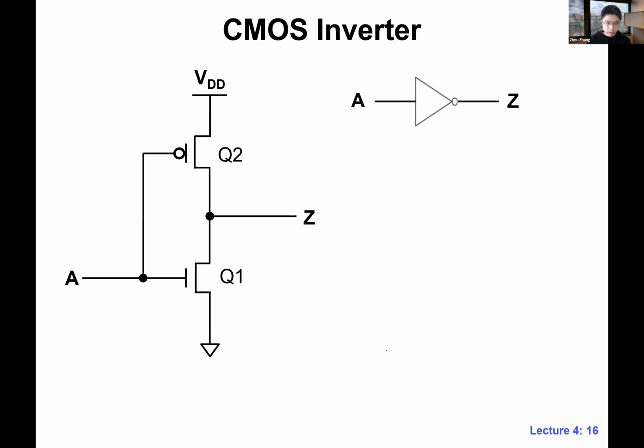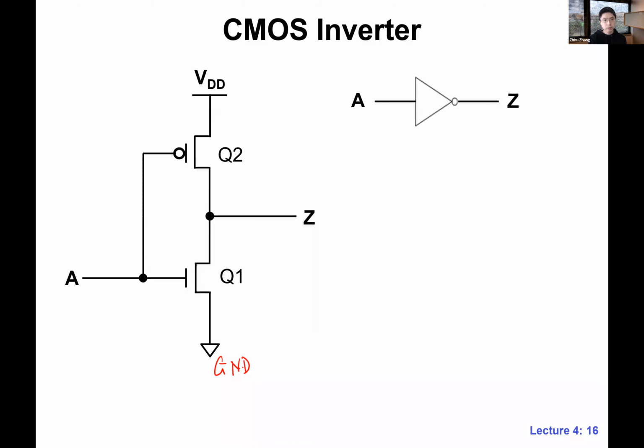We have a single input A, which is connected to both gates. This is the gate for PMOS, and this is the gate for NMOS. We will name both transistors: NMOS is Q1 and PMOS is Q2. This is the output Z. We also have VDD, and this is ground. I just want to make sure that you are familiar with this kind of diagram. This is a CMOS diagram.